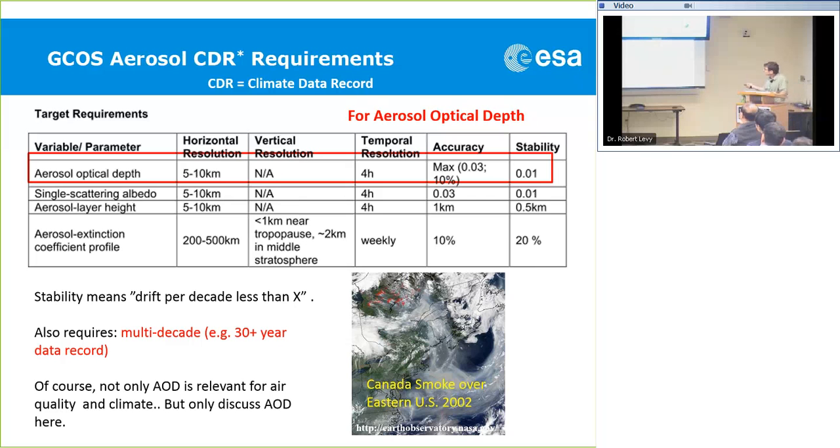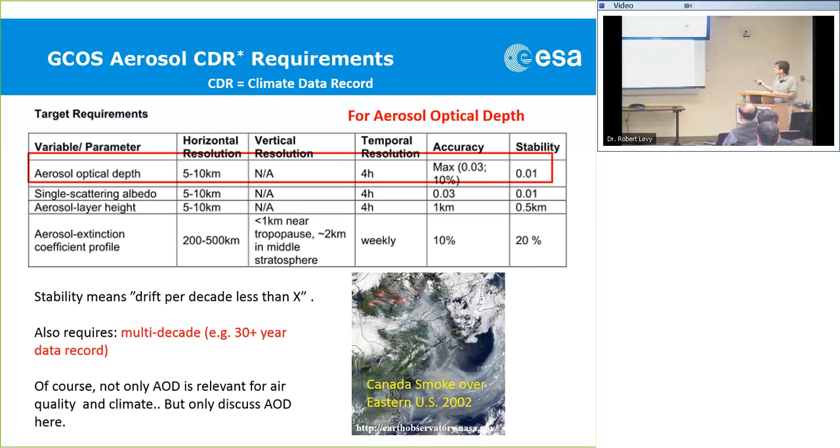And so the GCOS, the global climate observing system, that's what it stands for. They have come up with some parameters that are required for climate data records. So aerosol optical depth is one of their requirements. And what they suggest is that horizontal resolution globally should be 5 to 10 kilometers. So we kind of are there. Accuracy, max of 0.03 or 10%. Well, we're kind of close. We're 0.04 or 10%. We're getting pretty close. Stability is a little in question because we saw there's a little bit of drift in the Terra versus Aqua.